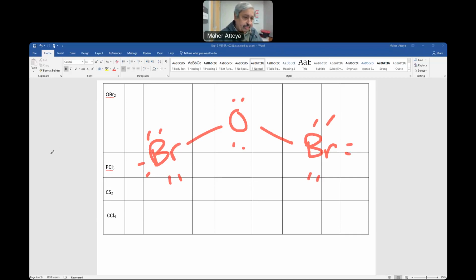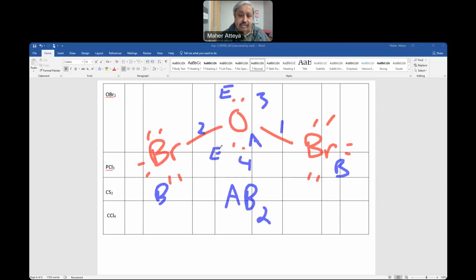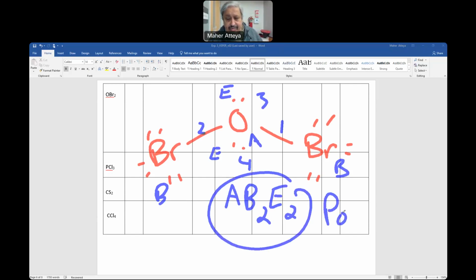Let me switch color here so you can follow me. This is one zone, this is a second, this is a third, this is a fourth, correct? And if you look at this, this is A, my central atom. I have B, the terminal, so AB2. And then I have two lone pair, E and E, so E2.